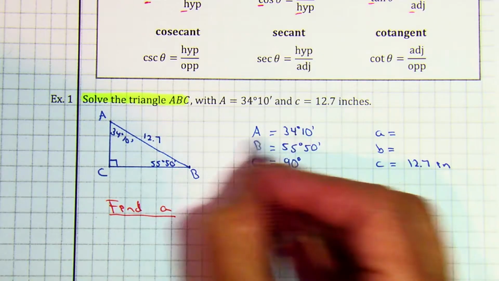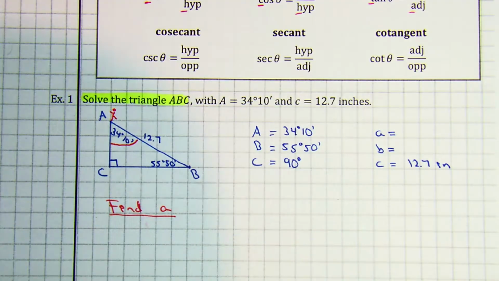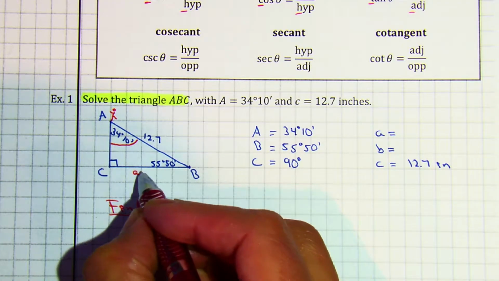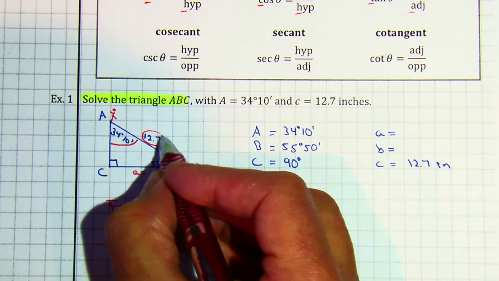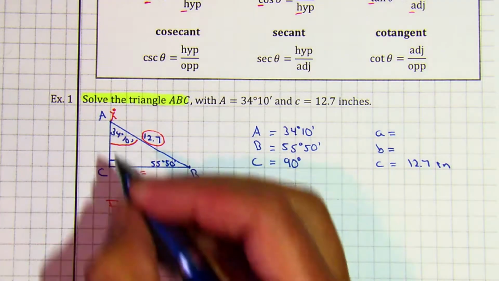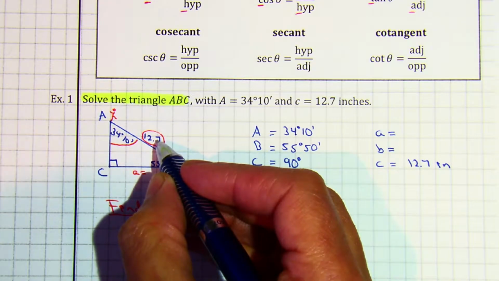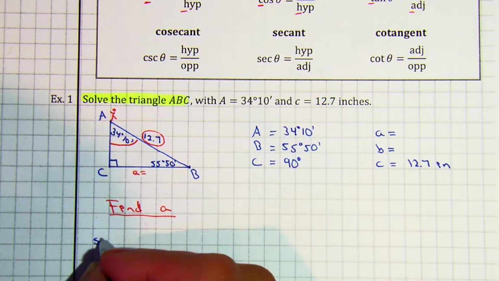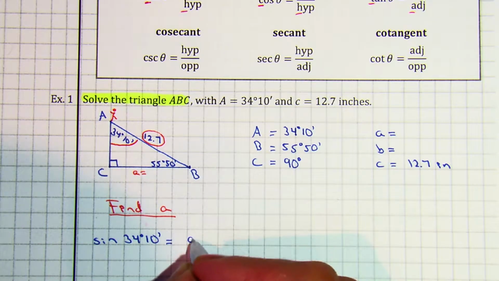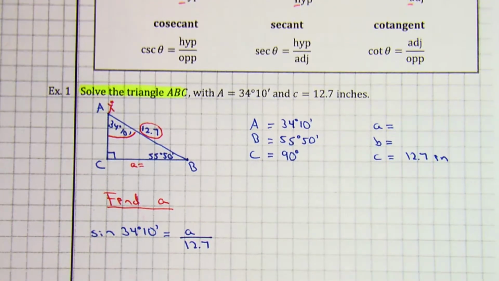So I'm going to use the angle that's given to me, angle A, up here, and I'm going to be standing here. We are looking for side A, and they're giving us 12.7. So therefore, what should I use? Sine, cosine, or tangent? So that is the opposite, and this will be the hypotenuse. So opposite over hypotenuse will be sine. So the sine of 34 degrees 10 minutes is equal to the opposite, which is A, over your hypotenuse, which is 12.7. And now I can solve for A.